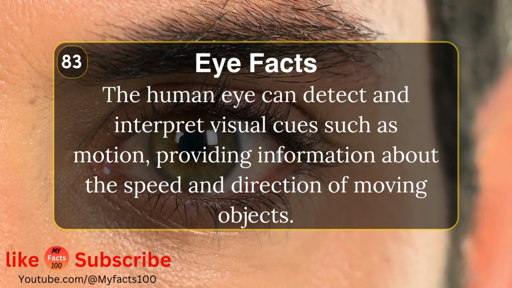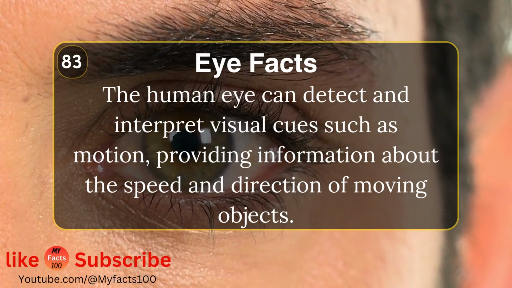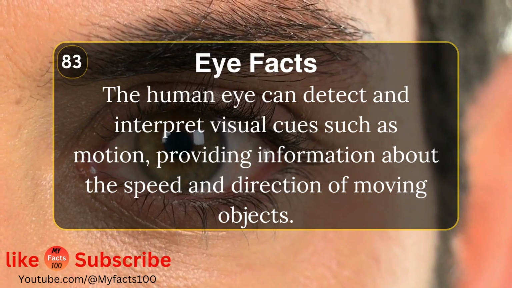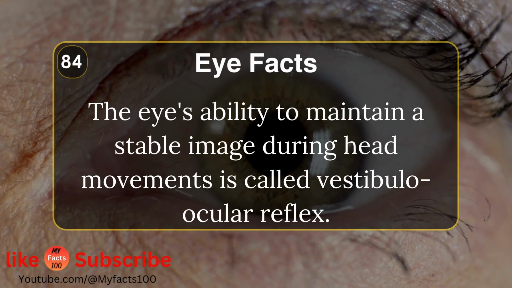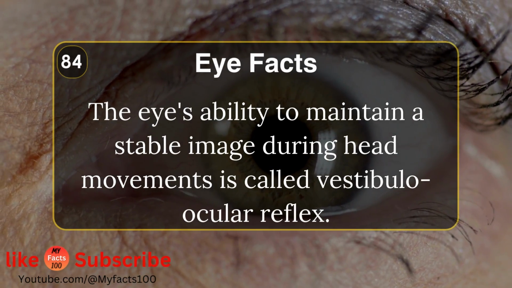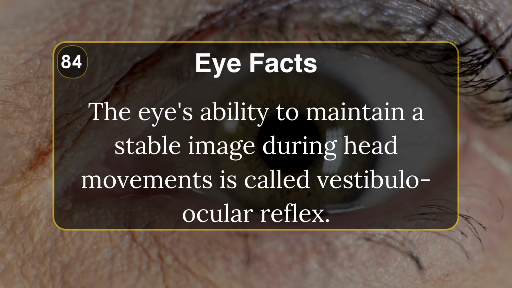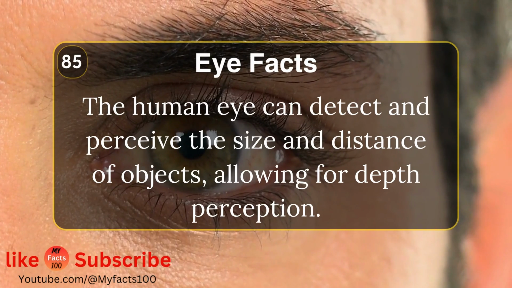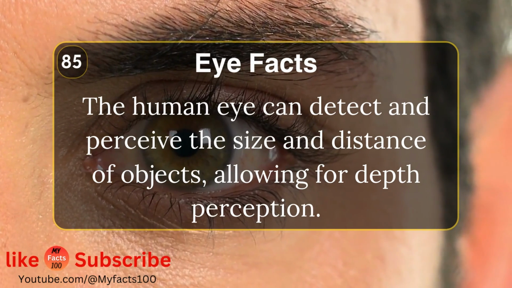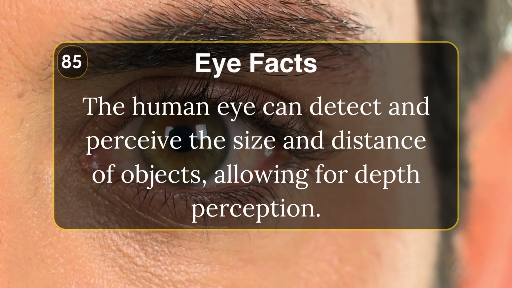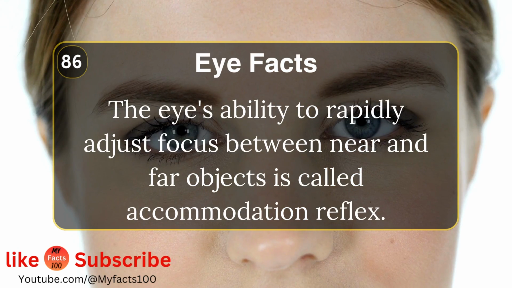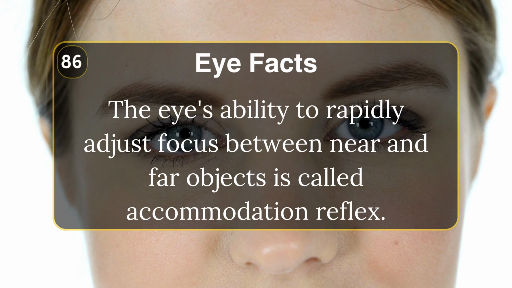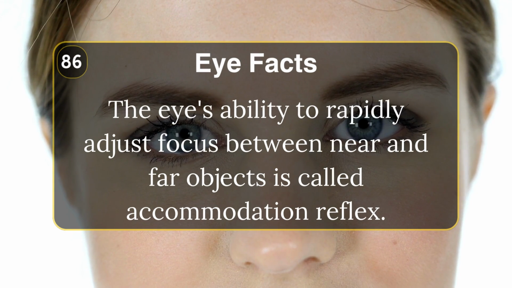The human eye can detect and interpret visual cues such as motion, providing information about the speed and direction of moving objects. The eye's ability to maintain a stable image during head movements is called vestibulo-ocular reflex. The human eye can detect and perceive the size and distance of objects, allowing for depth perception. The eye's ability to rapidly adjust focus between near and far objects is called accommodation reflex.